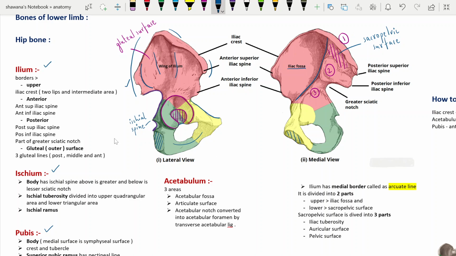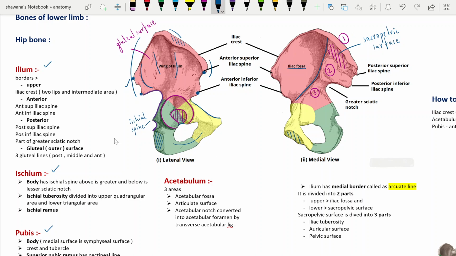The upper border consists of the iliac crest. The iliac crest has two lips, the anterior lip and the posterior lip, and in the intermediate there is the intermediate region. The anterior border consists of the anterior superior iliac spine and the anterior inferior iliac spine. These are two spines or projections of the ilium. On the posterior aspect, there are the posterior superior iliac spine and the posterior inferior iliac spine. There are four spines in the ilium.